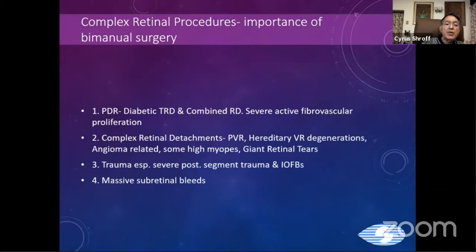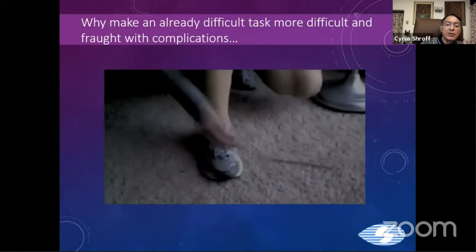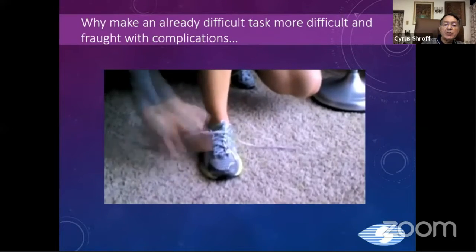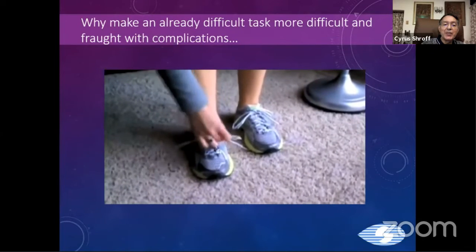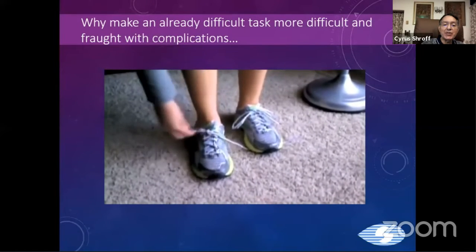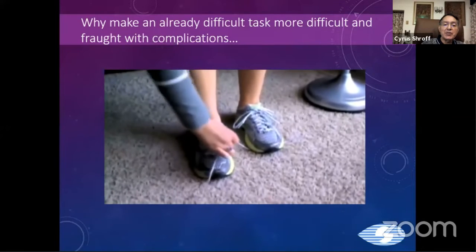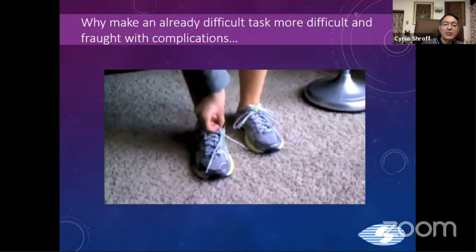Coming now to the complex retinal procedures. In the retinal posterior segment space, proliferative diabetic retinopathy, complex retinal detachments, trauma, and massive subretinal bleeds are some of the rather complex situations which we can encounter in our practice. And bimanual surgery is often helpful in this. As this little video shows, bimanually you can do something much more easily than when you're trying to tie shoelaces with one hand.